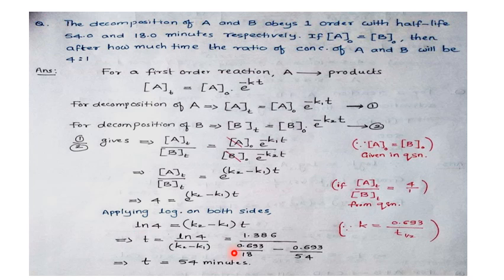k equal to 0.693 by t half. So k2 represents B. So the t half value of B here is 18 minutes. So 0.693 by 18 minus 0.693 by 54. This is of the A. Okay. So finally after calculation, you will get t equal to 54 minutes. Okay friends. Procedure is given to you here. You can check. Next question we will see.